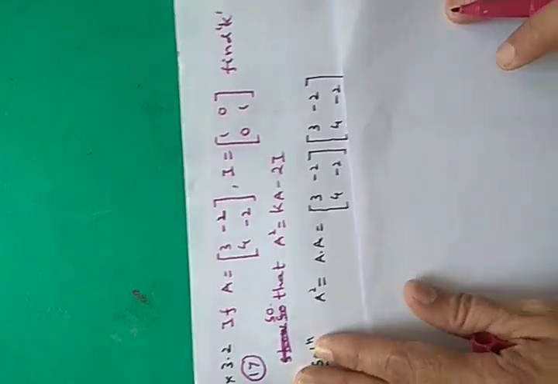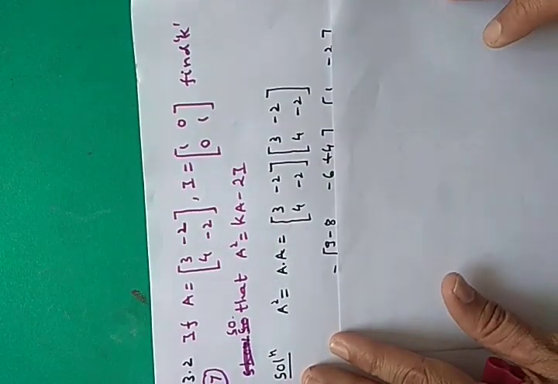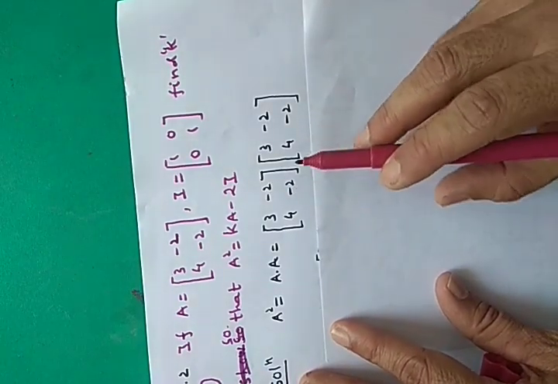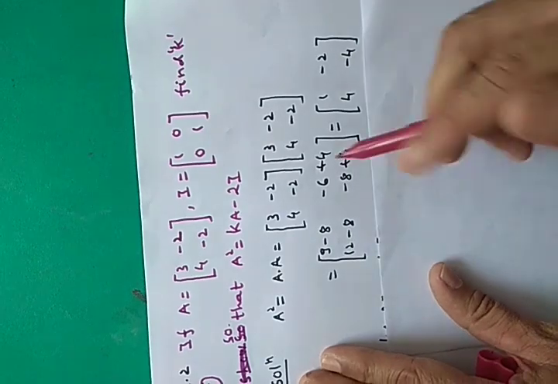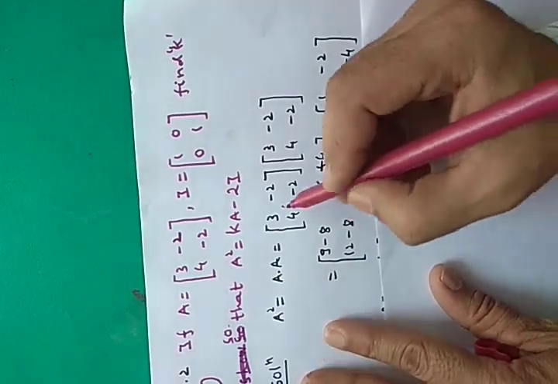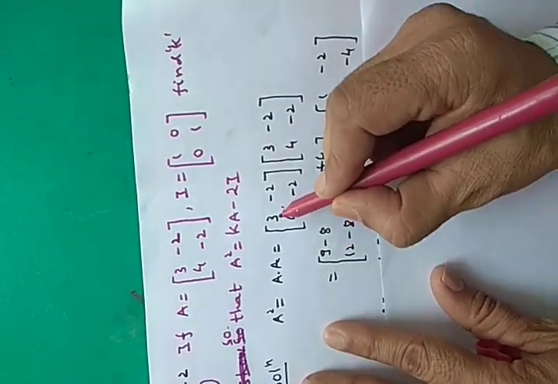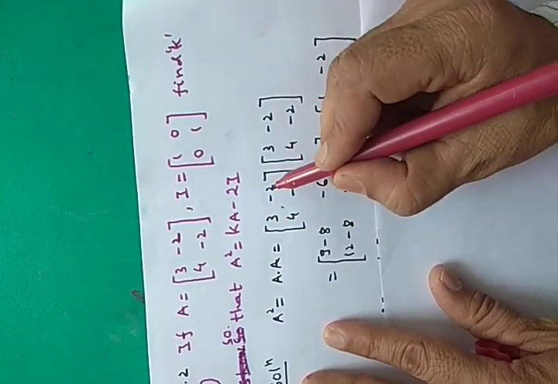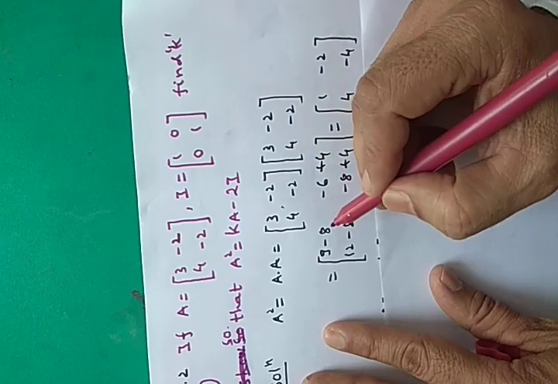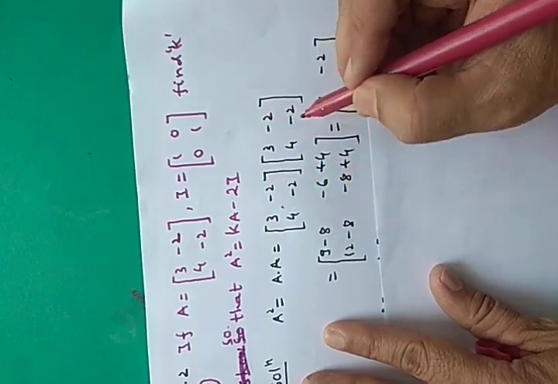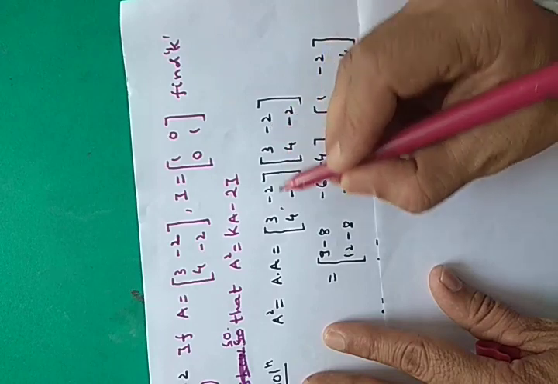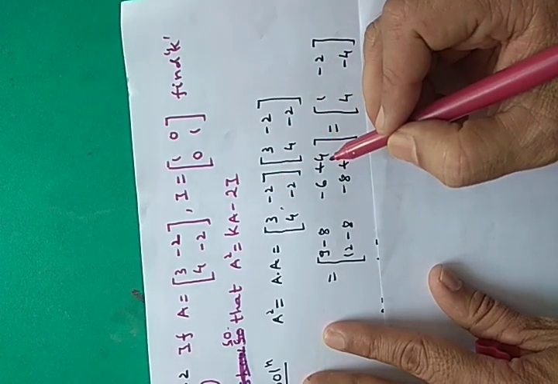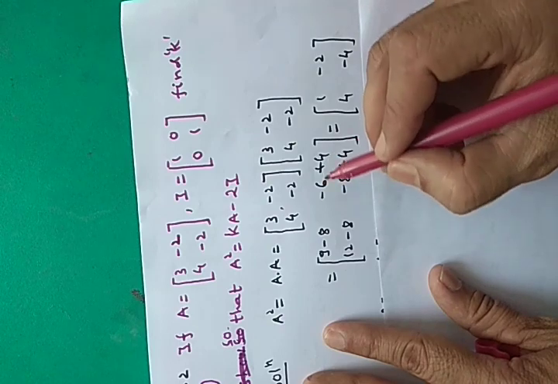So first we calculate A square. What will be A square? A multiplied by A. So you have to multiply first row with first column. It will be 3 threes are 9, 4 twos are 8, so 9 minus 8. Then first row, second column: 3 into minus 2 is minus 6, then minus 2 into minus 2 is plus 4. So this is the element of first row, second column, A12.